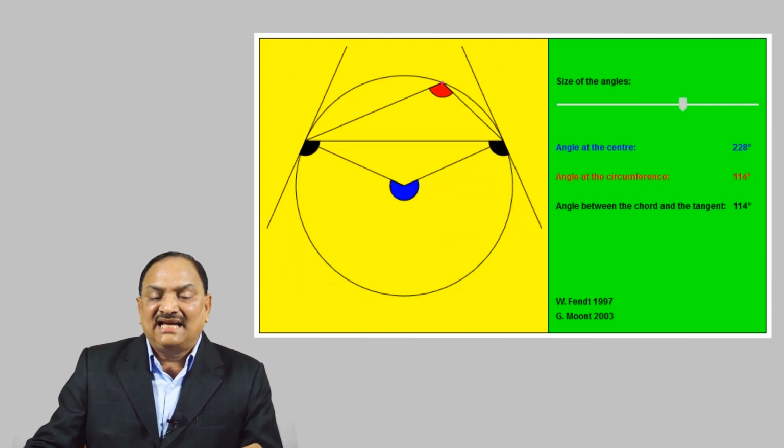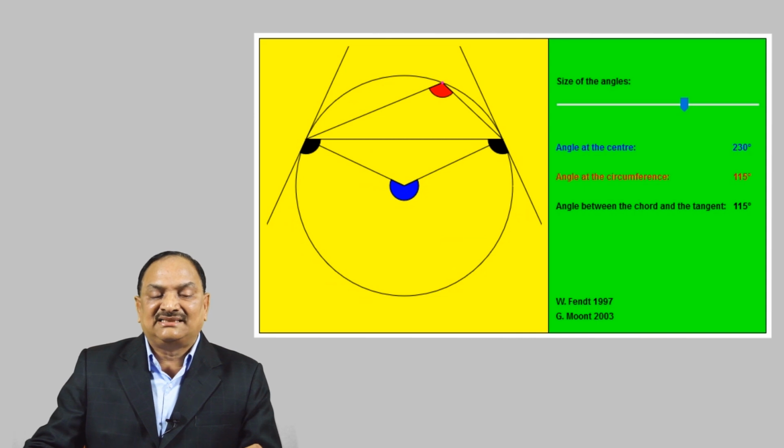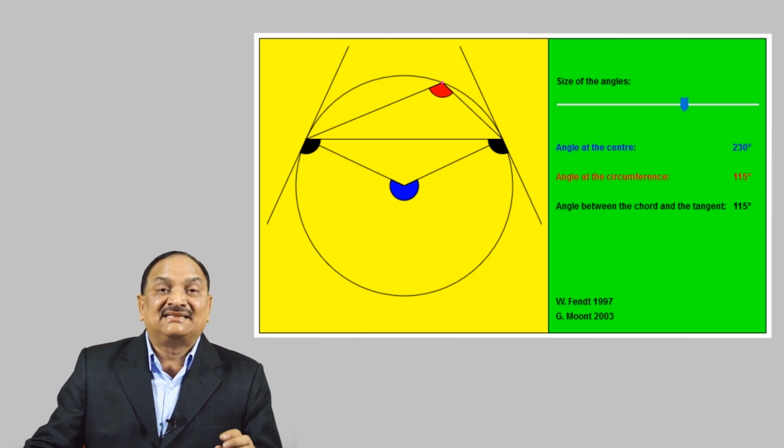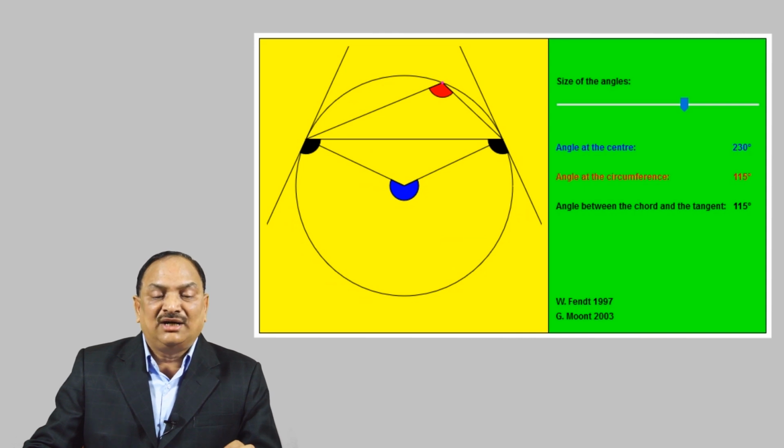And I want to increase the angle at the center further, making this a reflex angle. Here the measure of that is 230 degrees, and therefore the angle here is 115 degrees. This is 230 degrees at the center, and therefore it is 115 degrees there. And we also understand one thing, this is an obtuse angle, 115 degrees, for a specific reason, that this segment we are talking about is a minor segment. Angle in a minor segment is an obtuse angle.